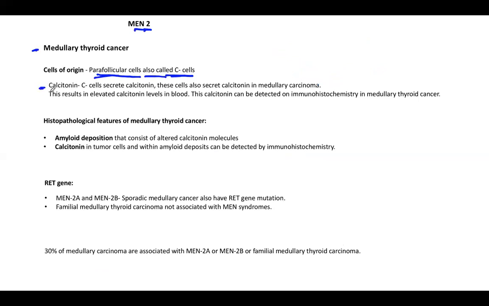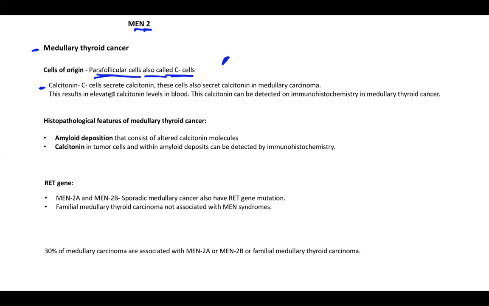So calcitonin is secreted from cells and has opposite effects than parathyroid hormone. It promotes osteoblasts, and it inhibits osteoclasts.